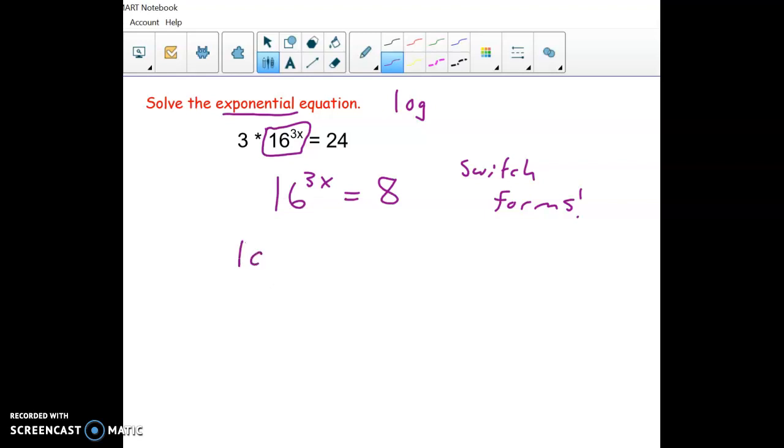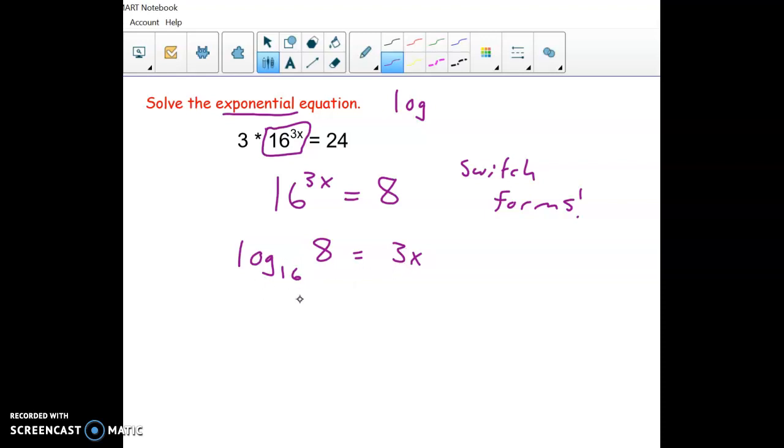All right, so I'm going to write log, and then the little number down here is the base, so that would be the 16 here. And then log means find me the exponent, so the exponent goes over here, and then this is our value. So we have log base 16 of 8 equals 3x. Once we do the switch form step, we just have to figure this out on a calculator and then divide by 3.